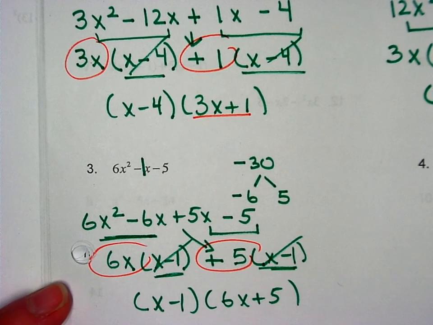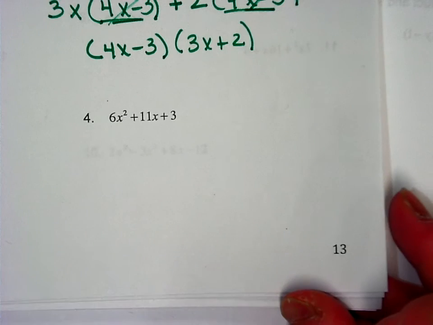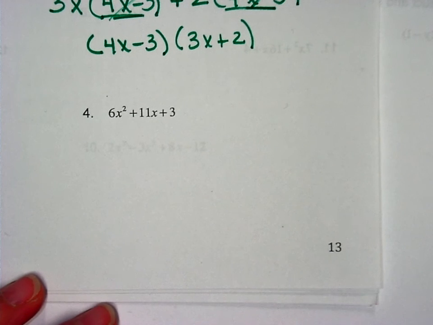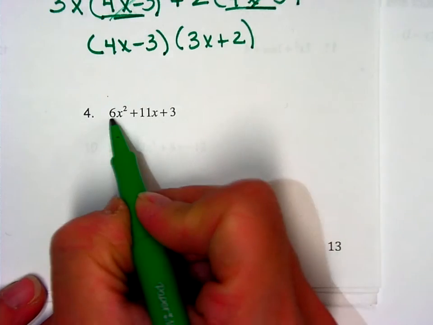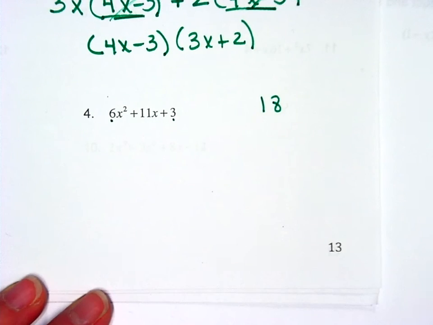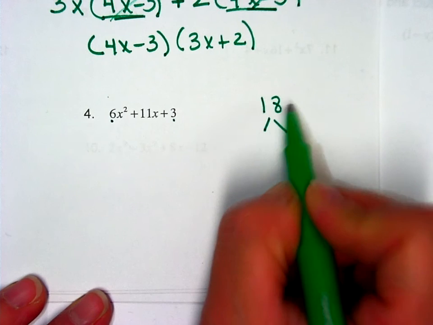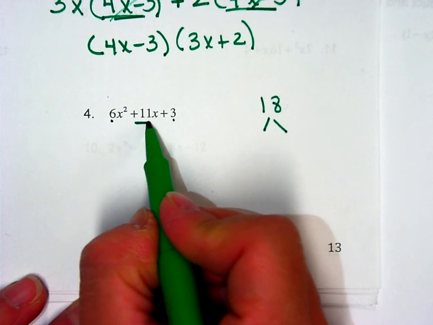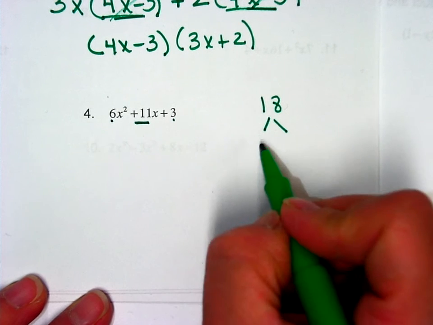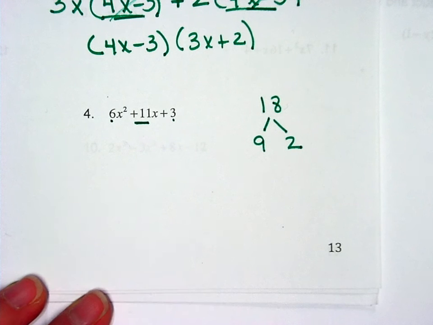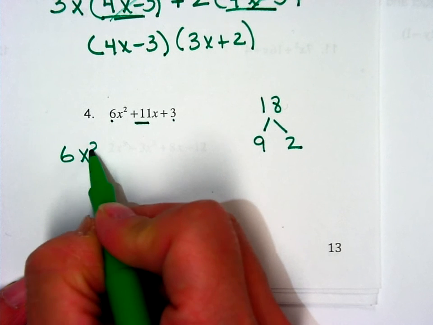Okay, and here's the last one. Same thing, pause the video, try it on your own. Okay, step 1, 6 times 3 is 18. What are the two numbers that multiply to 18 but add up to positive 11? The only two numbers are 9 and 2. Rewrite the problem using those two numbers.